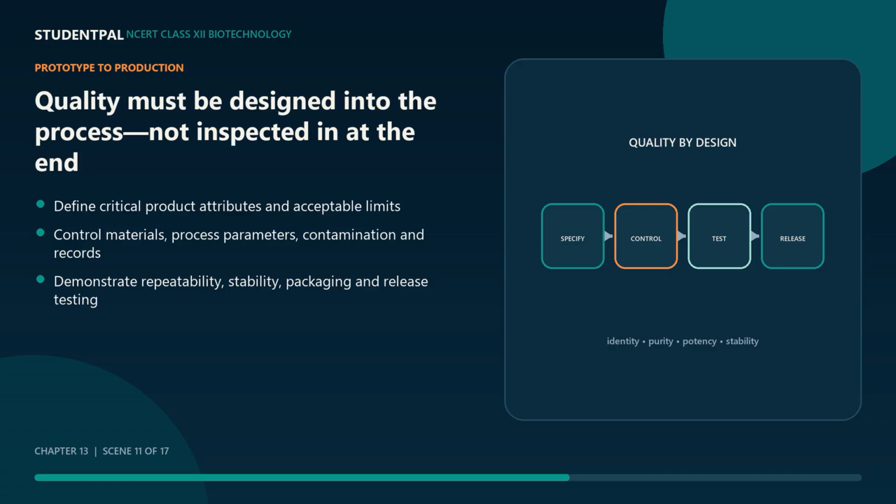Release tests decide whether a batch can be used, but testing a few final samples cannot correct a poorly controlled process. Stability studies establish storage conditions and shelf life, while packaging protects the product during transport and use. Deviations require investigation and corrective action. Scale-up should compare the larger process with the validated smaller process and assess new mixing, transfer, or contamination risks. Quality is scientific evidence converted into repeatable operations.